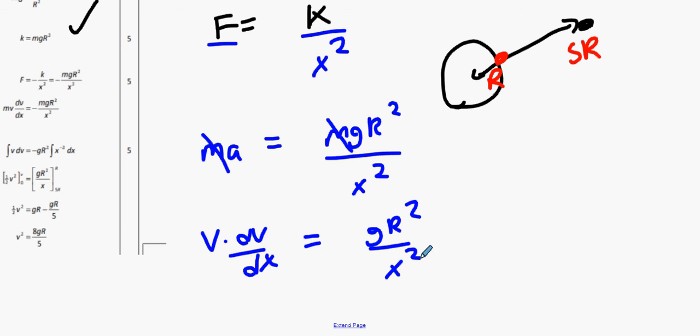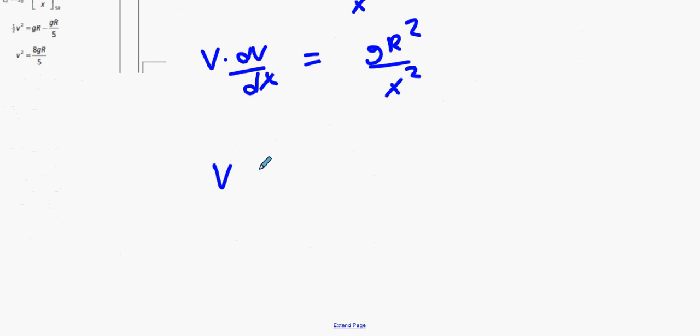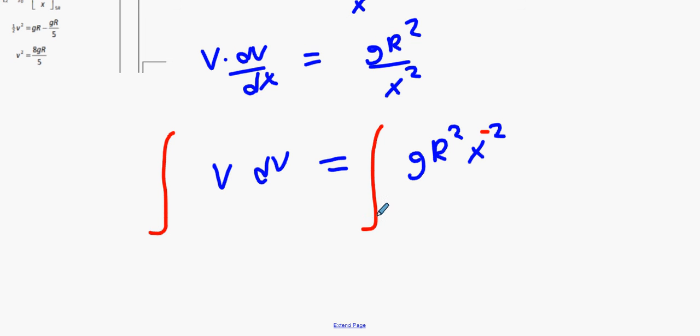Okay, let's cross multiply that. So phi dv ends up to be g r squared over x squared, dx. Thank you, Mick. And then we're going to integrate this, and when we integrate this it starts from rest, that's paired off with 5r. There it is, finally, got it.